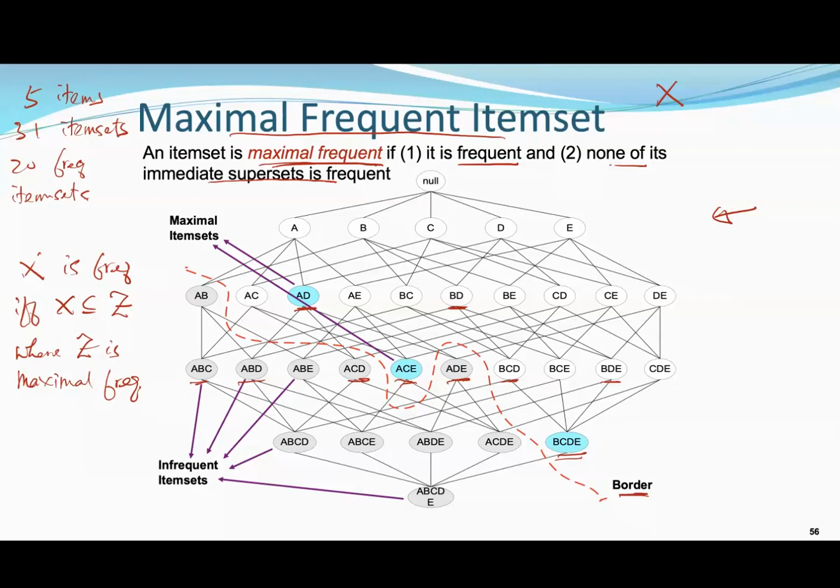Only 3 would be sufficient. All right, the maximal frequent item set. However, knowing the maximal frequent item sets only allows us to determine which item set is frequent and which item set is infrequent. But that does not tell us the support count of the frequent item sets.